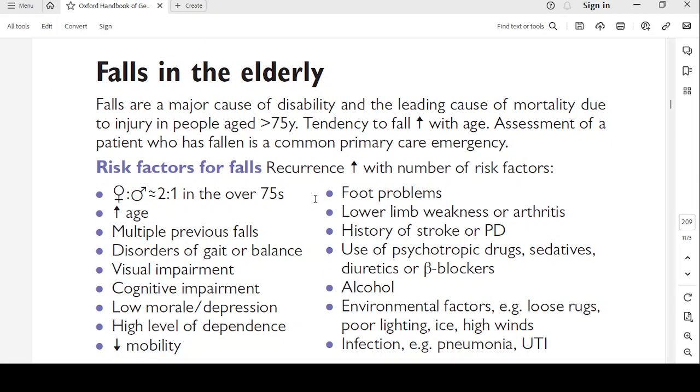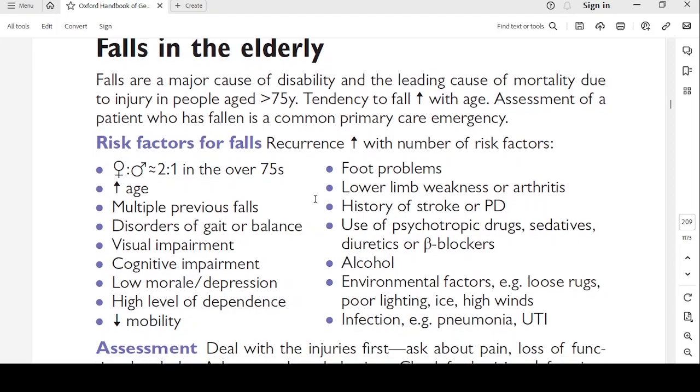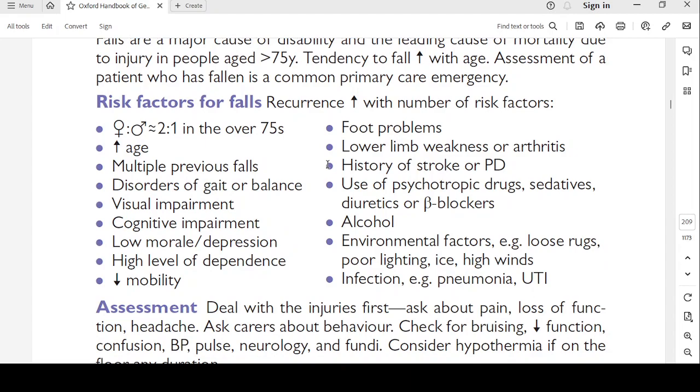Falls in the elderly. Falls are a major cause of disability and a leading cause of mortality due to injury in people aged 75 years. Tendency to fall increases with age. The assessment of a patient who has fallen is a common primary care emergency. So, risk factors for falls. Recurrence increases with the number of risk factors.